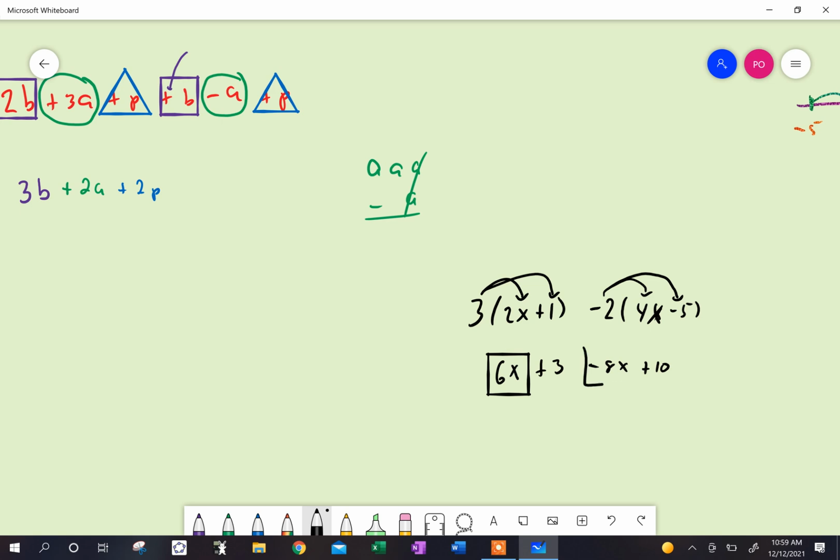I'm going to box my x terms, and I get 6x minus 8x, which is a -2x. I'm going to circle my constant terms. 3 plus 10 is +13. All right, and that's it.